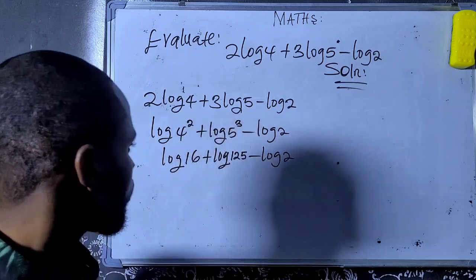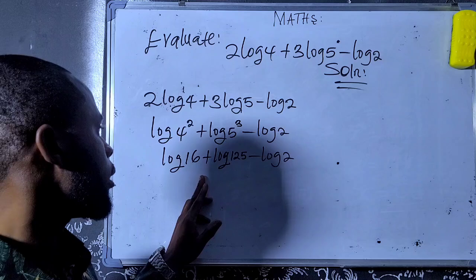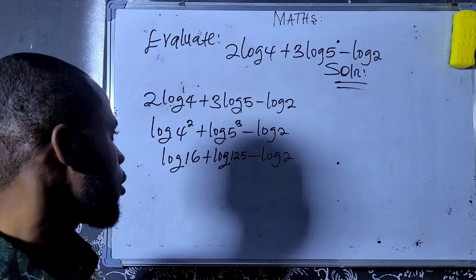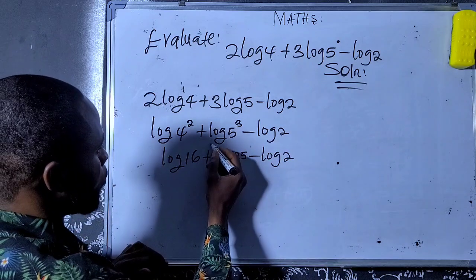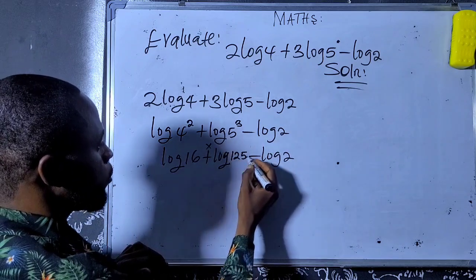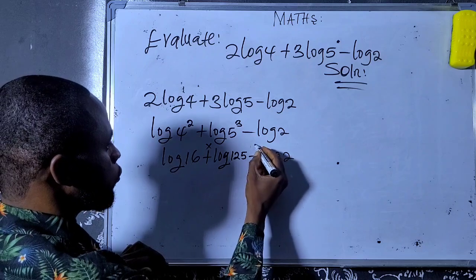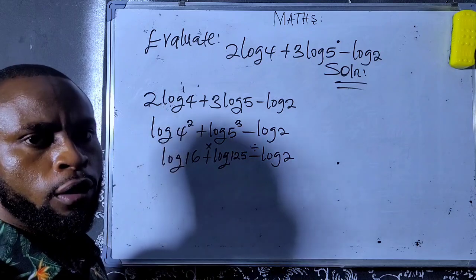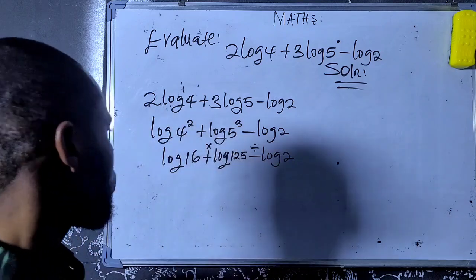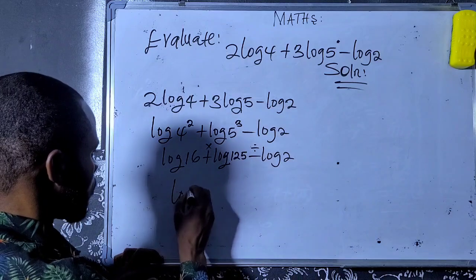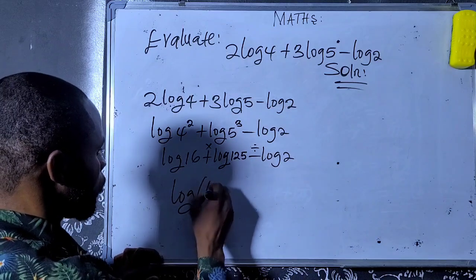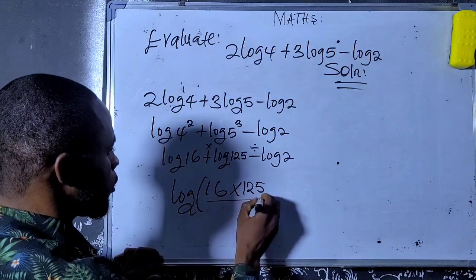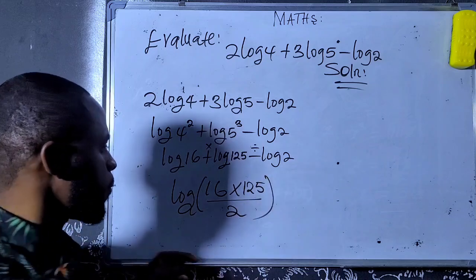Then the next step to be considered is for us to apply the product and quotient logarithmic properties. That is, whenever you have plus, it changes to multiplication, and negative changes to division. When we apply this logarithmic property, the expression becomes log of 16 multiplied by 125, then divided by 2.